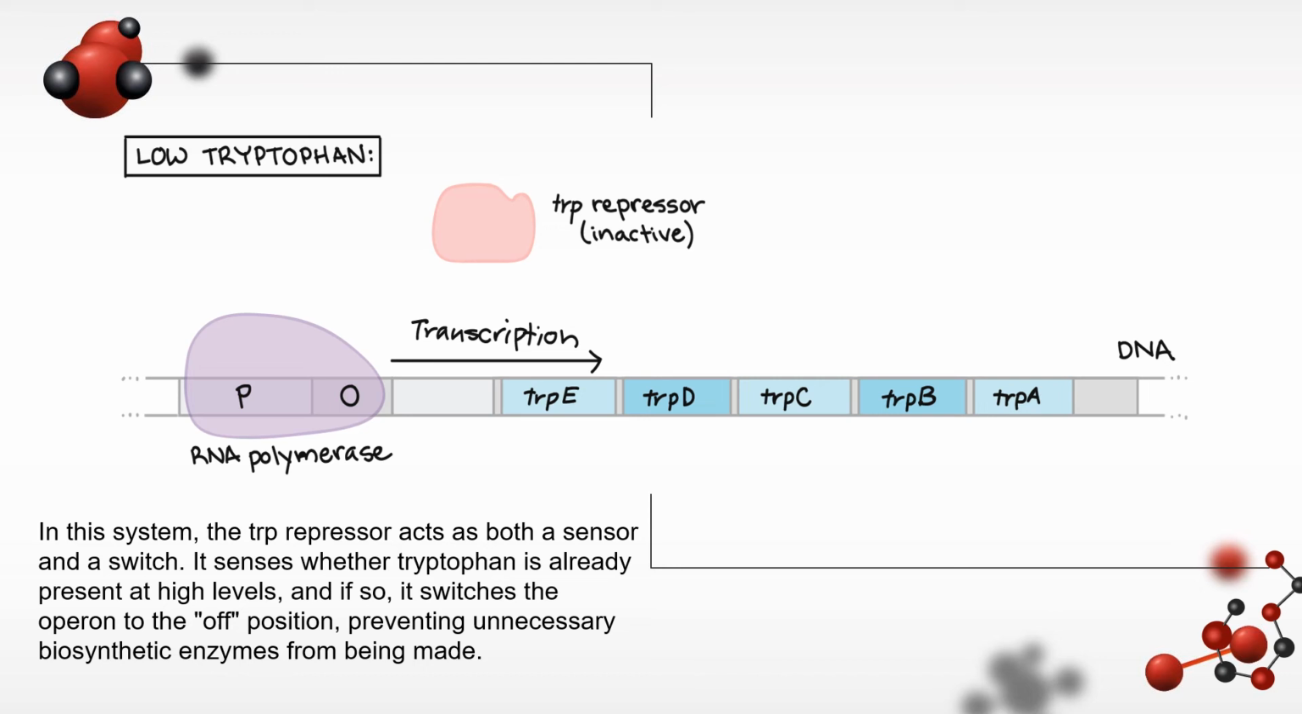In this system, the trip repressor acts both as a sensor and a switch. It senses whether the tryptophan is already present at high levels. If so, it switches off the tryptophan operon. But if not, the RNA polymerase comes and binds to the promoter region, and it transcribes and translates all the structural genes, which eventually produces different proteins to code for the tryptophan amino acid. So if the tryptophan amount is adequate or on the lower side, the production of the tryptophan happens as simple as that.